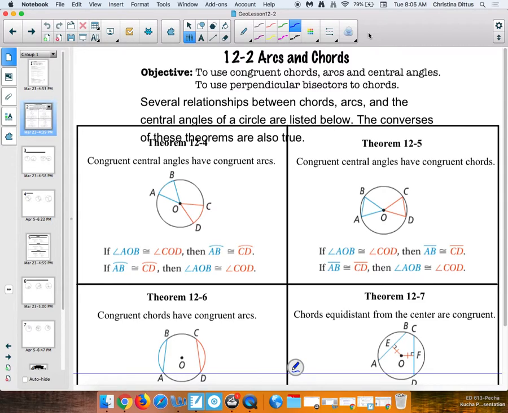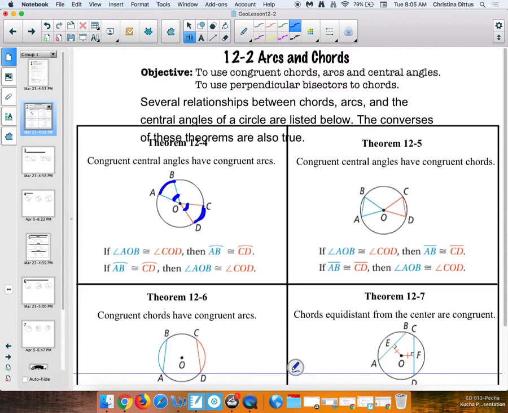Okay? So like this one says if angle AOB, so this angle is congruent to angle COD, this angle, then our arc AB is congruent to our arc CD. So I kind of think of it as if your angles are equal, you pull them out, make them a little bit bigger, and your arcs are equal. Does that kind of make sense? It's also vice versa. If your arcs are equal, you can bring them in and those angles are equal.